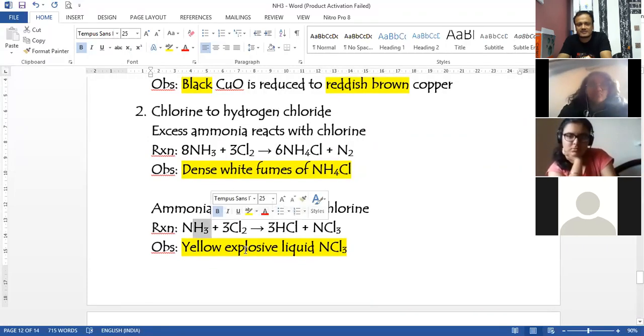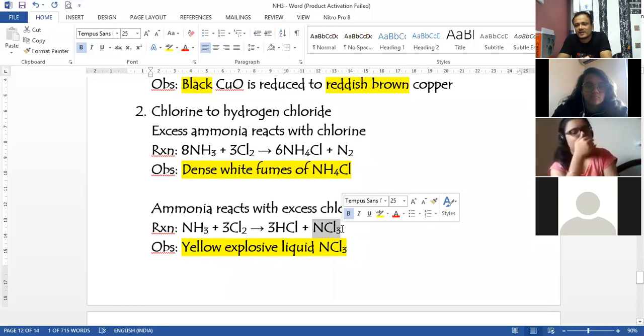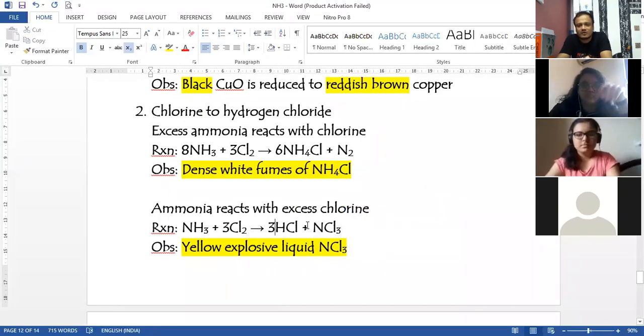So in that case, when ammonia reacts with excess of chlorine, we get hydrogen chloride and nitrogen trichloride, NCl3. Now here we have got two different products. One is a gas, hydrogen chloride is in the gaseous state, and this NCl3 nitrogen chloride is an explosive liquid which is yellow in color.